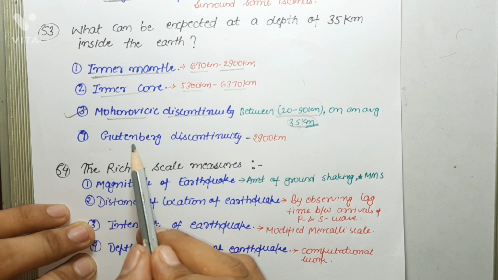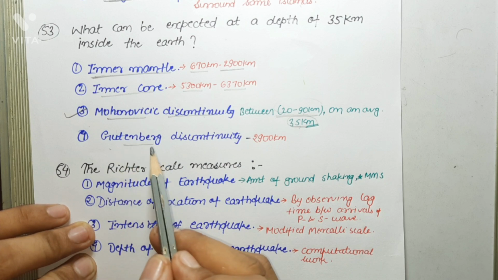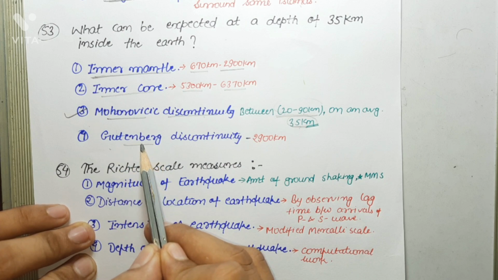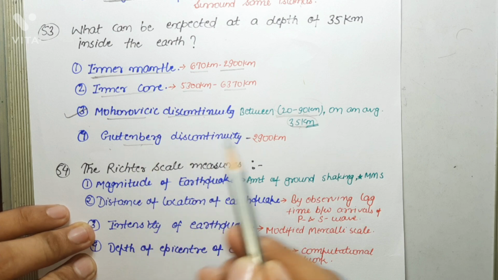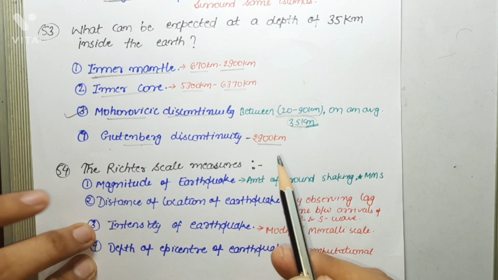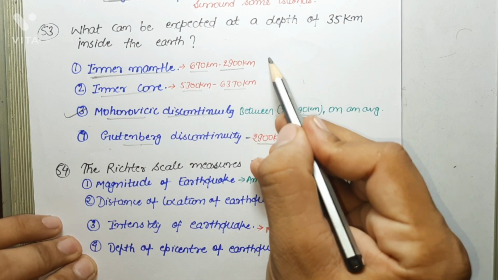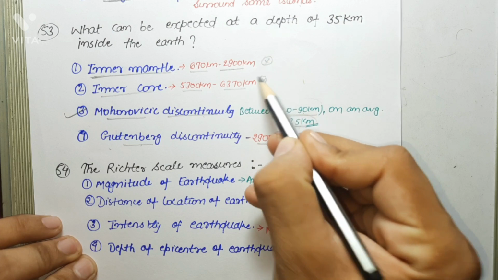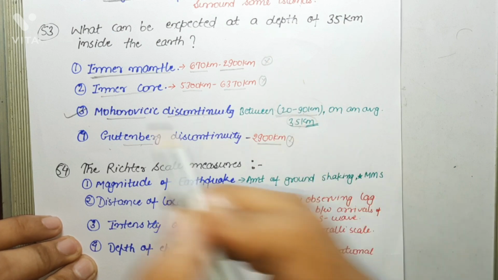What is the Gutenberg discontinuity? The Gutenberg discontinuity is the layer between mantle and core, and it is at a depth of 2900 km. So these three options are totally incorrect because these are at a greater depth. The correct answer is Mohorovicic discontinuity.